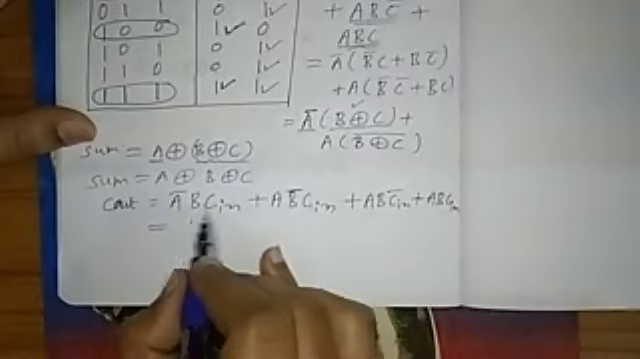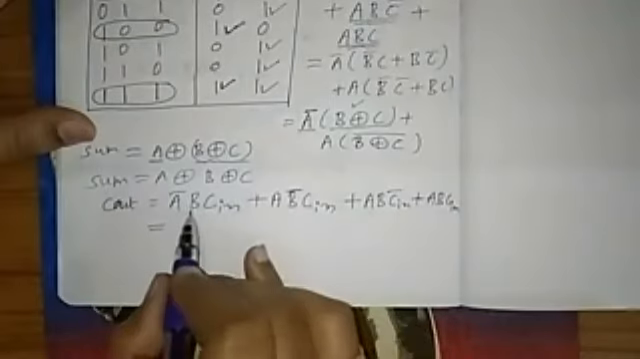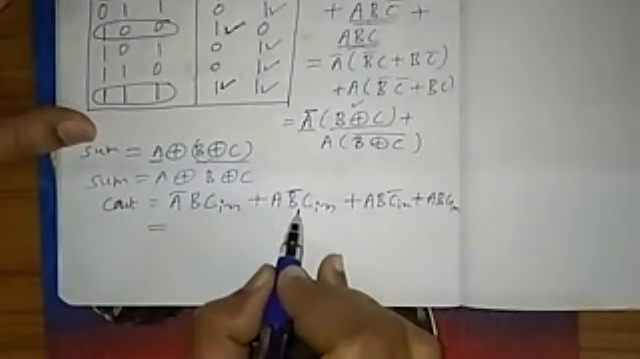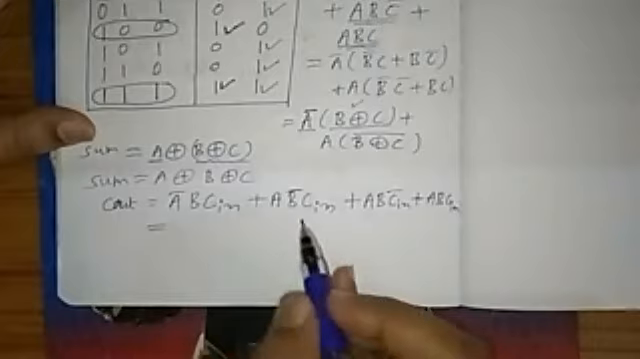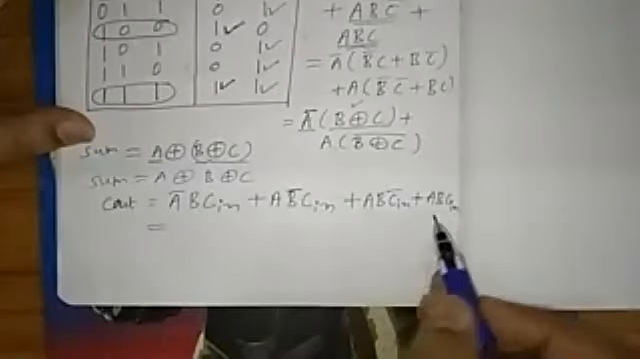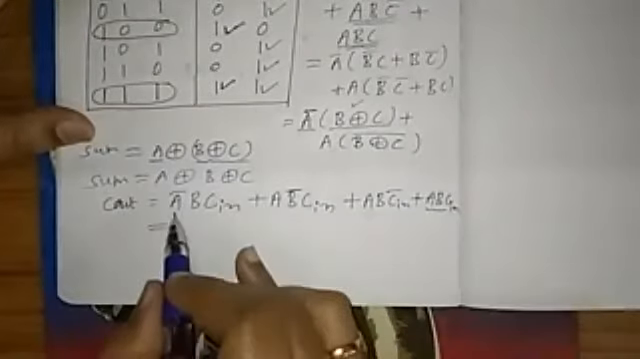here what common can I take? I can take Cin common, in A Cin, B Cin. Here is B Cin. Okay, this one, the first term and last term.